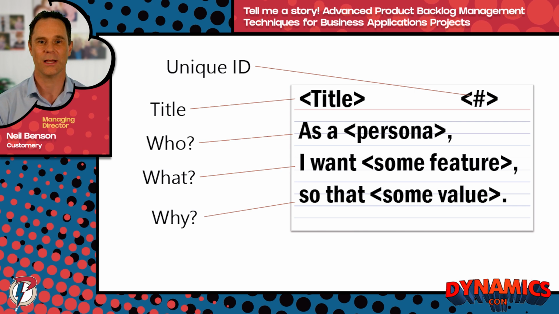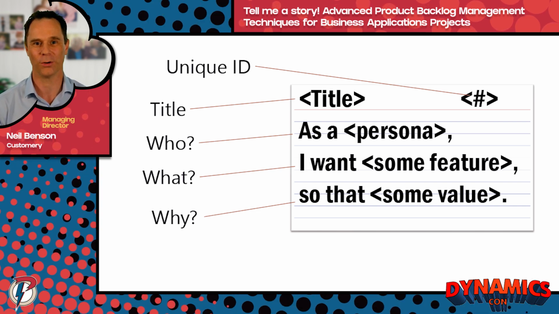Title. Try short, descriptive titles. Stick to a consistent structure such as action, object, update an opportunity, resolve a case, run a report, notify the customer, and so on. Who is it for? I recommend using persona names such as Park Ranger or Property Manager. What do they want? What feature does the persona need or want?